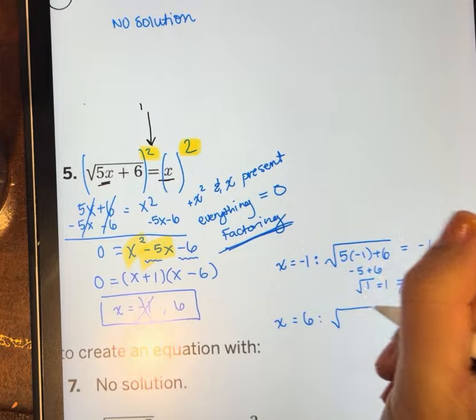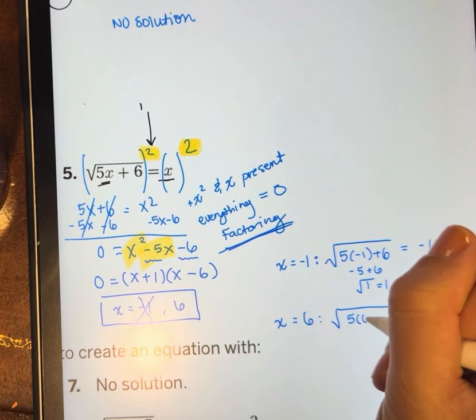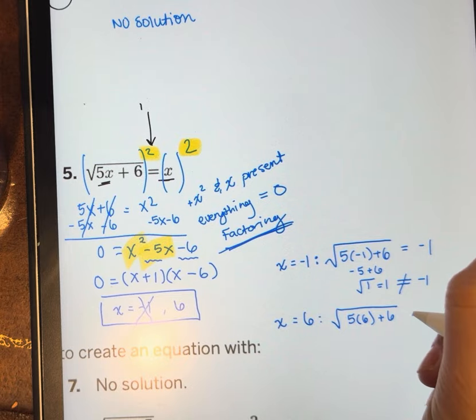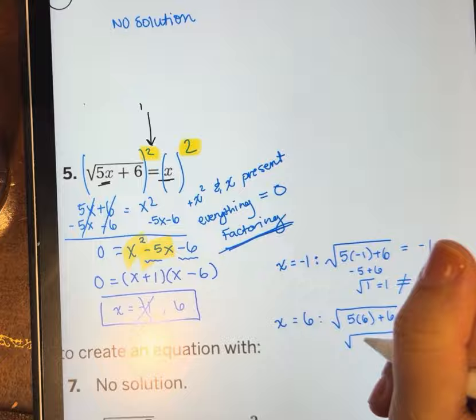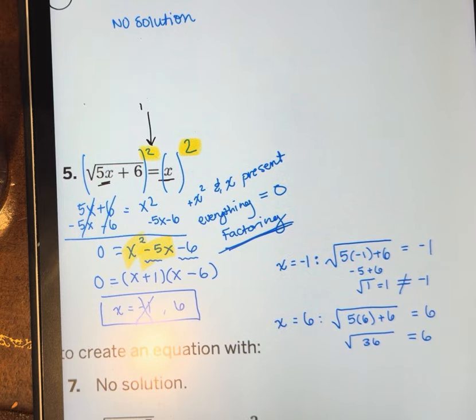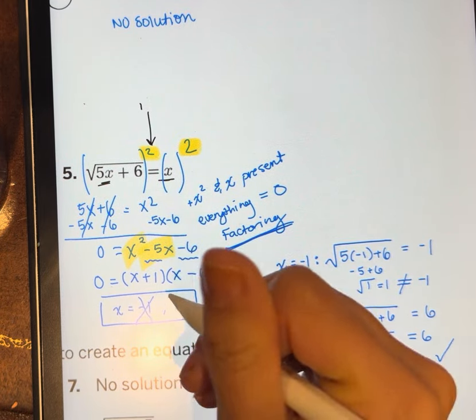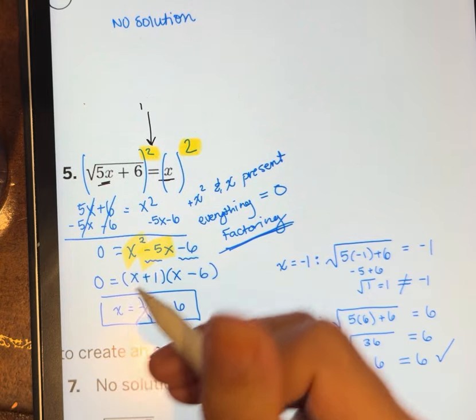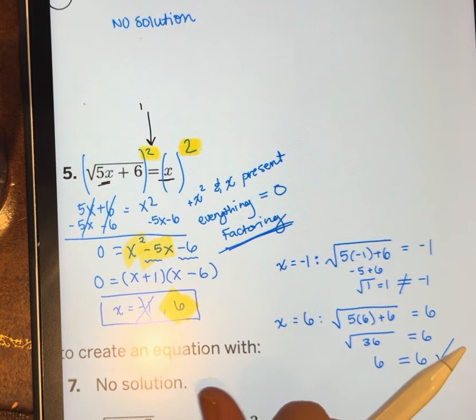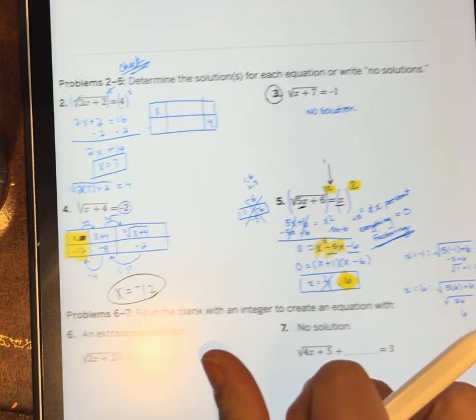Let's see if 6 works. The square root of 5 times 6 plus 6 equals 6. And this is the square root of 36 equals 6. 6 equals 6. Yes, it does. So x does equal 6. Okay.